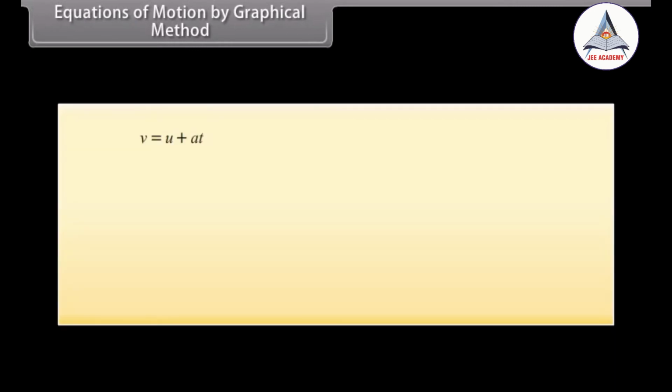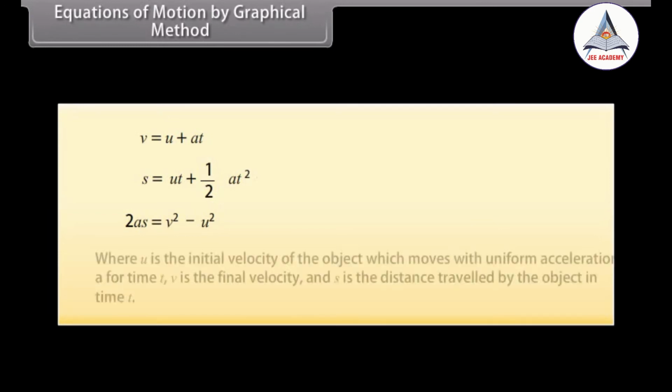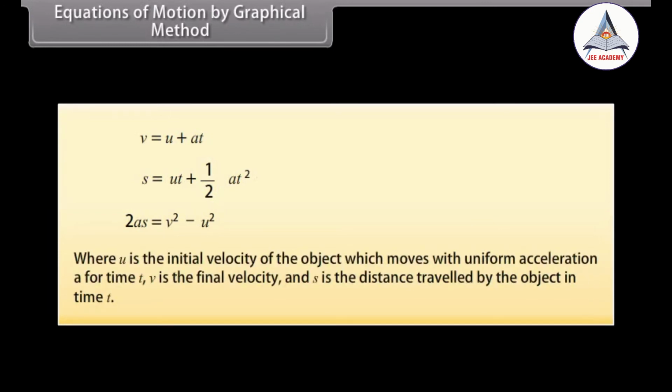Equations of motion by graphical method. The three equations of motion are: v is equal to u plus at, s is equal to ut plus 1 upon 2 at square, 2as is equal to v square minus u square, where u is the initial velocity of the object, which moves with uniform acceleration a for time t, v is the final velocity, and s is the distance traveled by the object in time t.